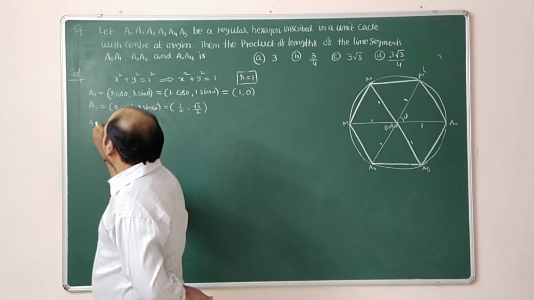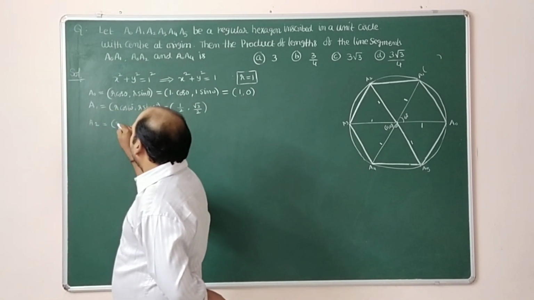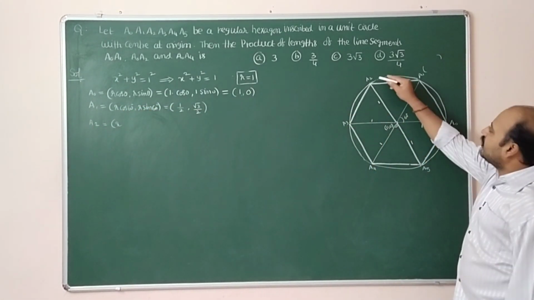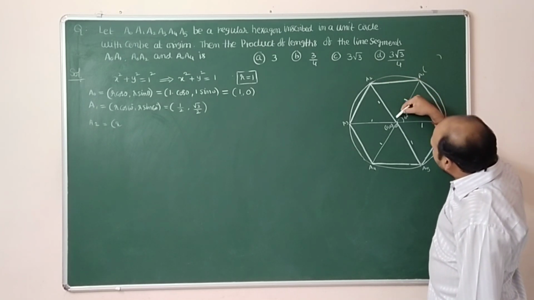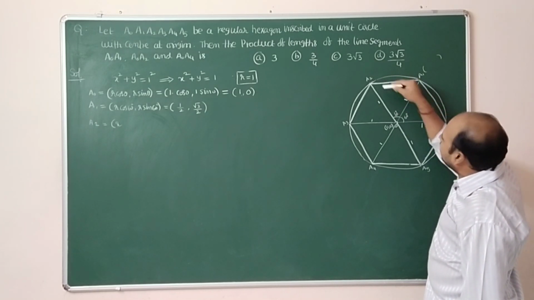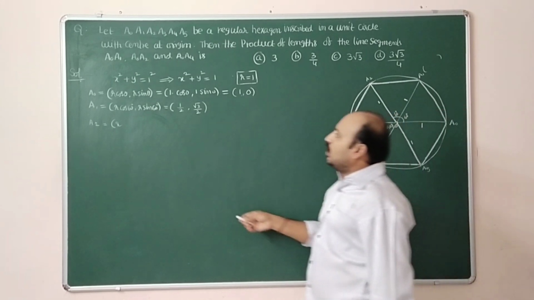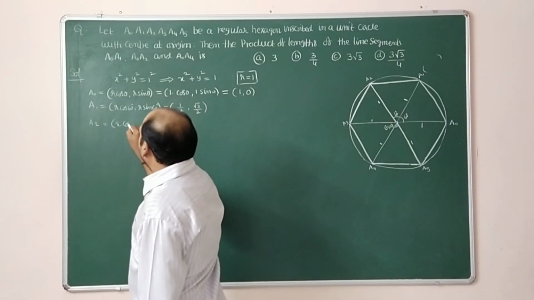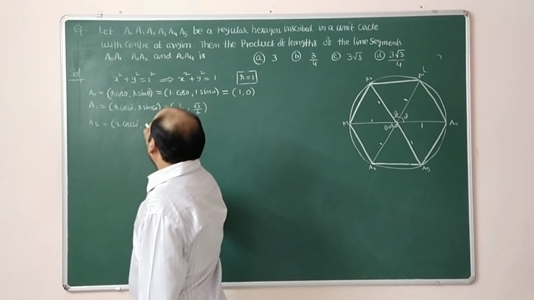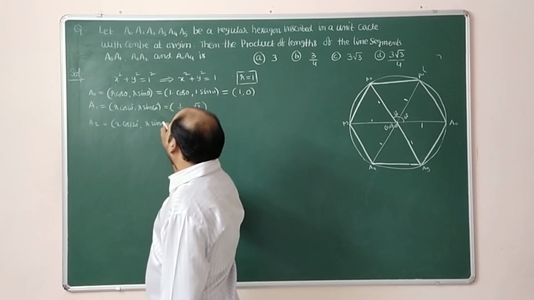Similarly, you can calculate A2. Here A2 means this point. From here to here 60, from here to here 60. Total how much angle will be here? 120 degrees. So r into cos 120, r into sin 120.